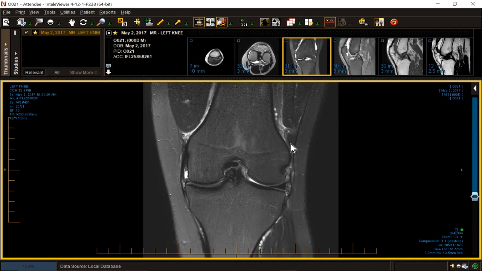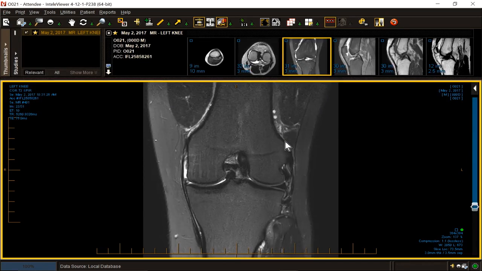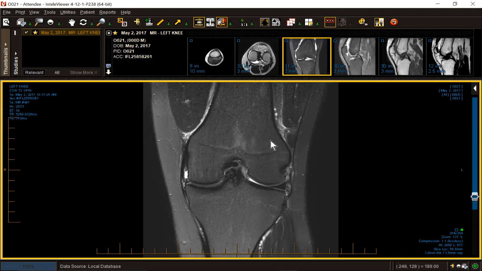MRI is ridiculous. You get paid to have fun. It's like solving the New York Times crossword puzzle 50 times a day.